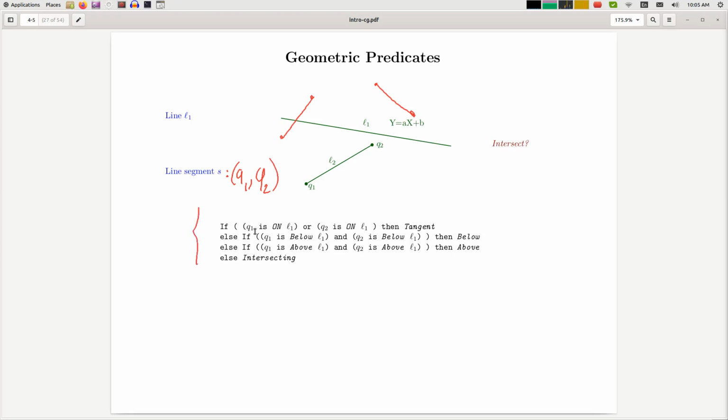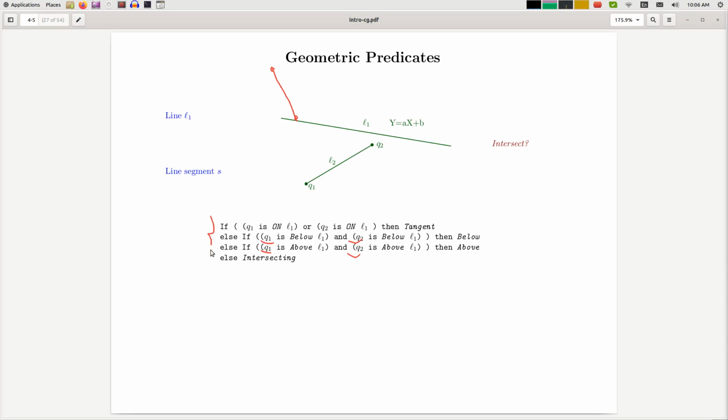If Q1 is on the line or Q2 is on the line, then we have the tangency scenario, which corresponds to this case. Otherwise, we don't have tangency, so we have only two cases. If Q1 is below and Q2 is below, then we say that the line segment is below the line. If Q1 is above and Q2 is above, then we say it is above the line, but otherwise they're intersecting.